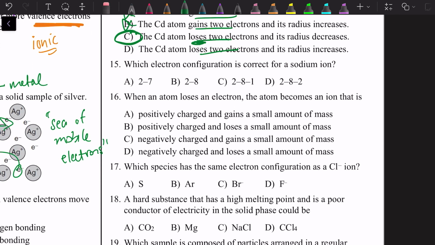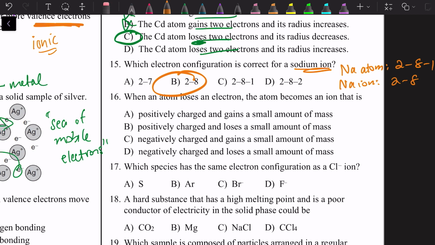Okay, 15 says which electron configuration is correct for a sodium ion. So if you look at a sodium atom on our periodic table, that gives us the configuration 2-8-1. But as an ion, it is going to lose that last shell, making it 2-8. Again, an ion will have the electron configuration of a noble gas.